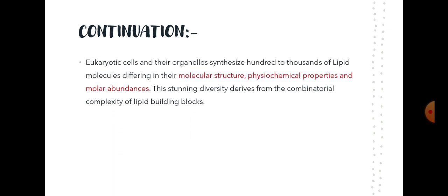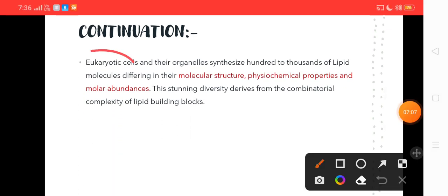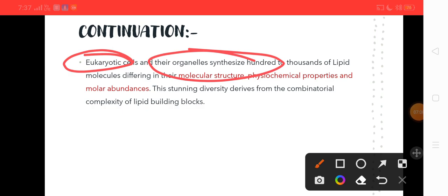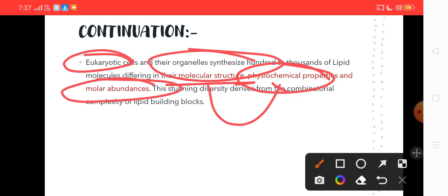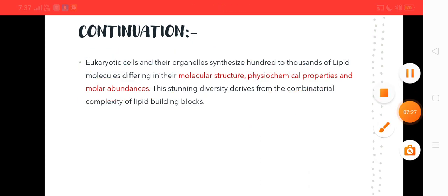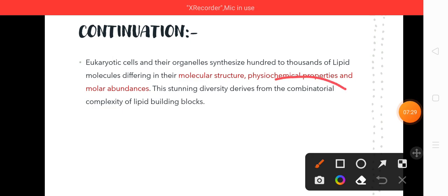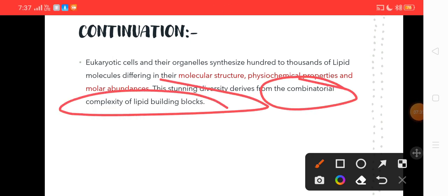So let's get started with the discussion. So eukaryotic cells and organelles have 100 to 1000 lipid molecules, all differing in their molecular structure, and as they are differing in their molecular structure, obviously they should have different physiochemical properties and also molar abundances. Sorry for that, it is not molar substances, it is molar abundances. And this stunning diversity is actually due to the combinatorial complexity of the lipid building blocks.